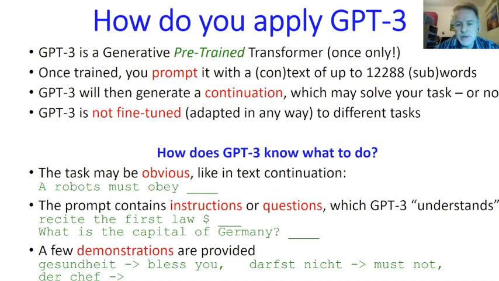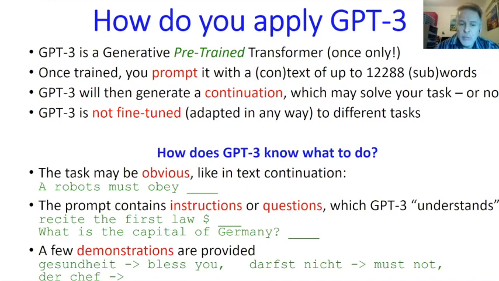So how does GPT-3 know what to do? Well, sometimes it's obvious. If you want a continuation, you just give it an initial piece of text, like "a robot must obey," and maybe "human" is a natural word, or "the orders of a human." So it just continues. That's very natural. Or you give it instructions or questions, like, what's the capital of Germany? And it can answer that correctly.